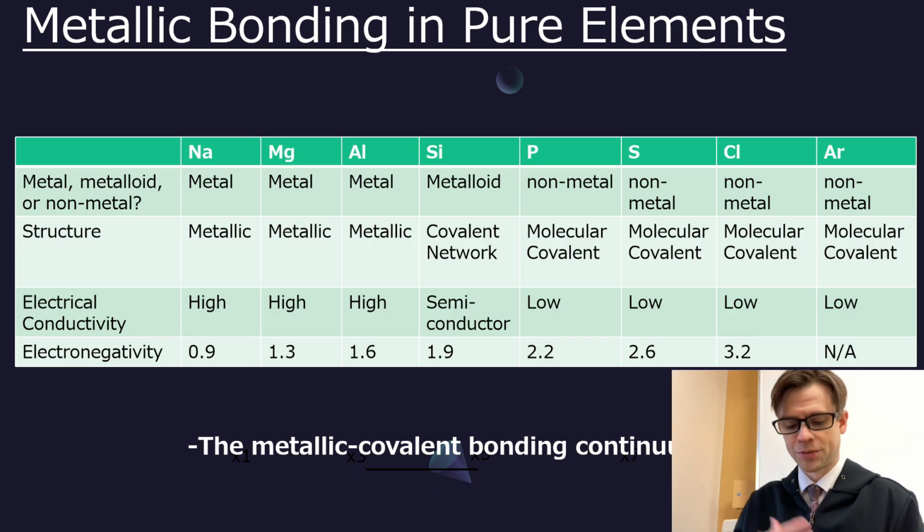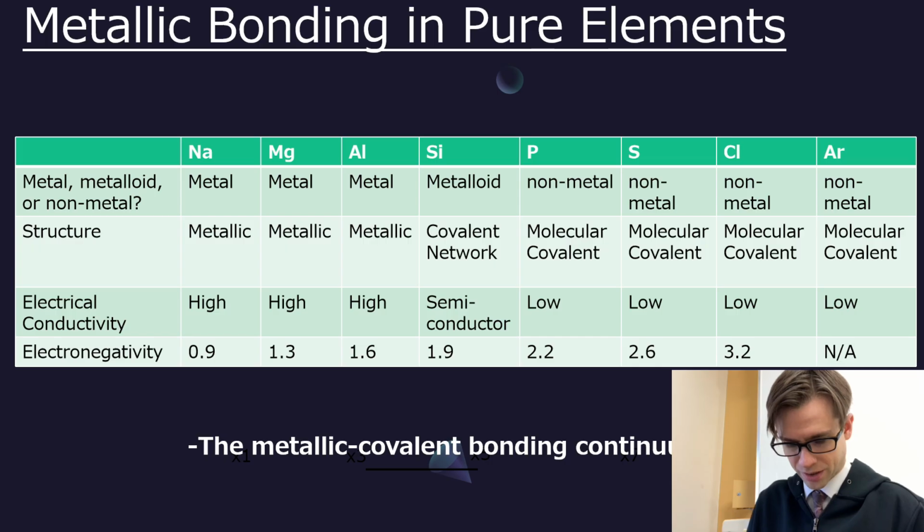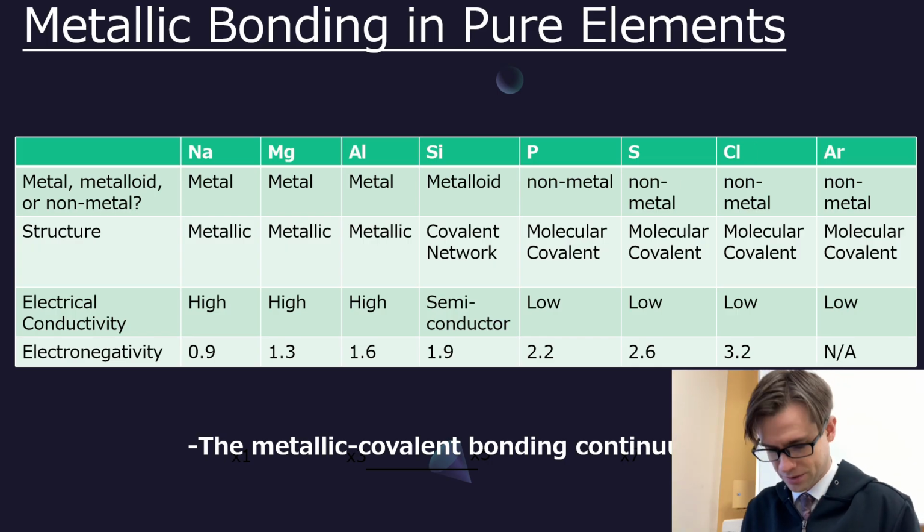So you can see this kind of spectrum or continuum of where metallic bonding is, which things have the most metallic properties, where it kind of shifts around 1.9 electronegativity with silicon and the metalloids. And this will generally hold true for most of the periods in the periodic table.